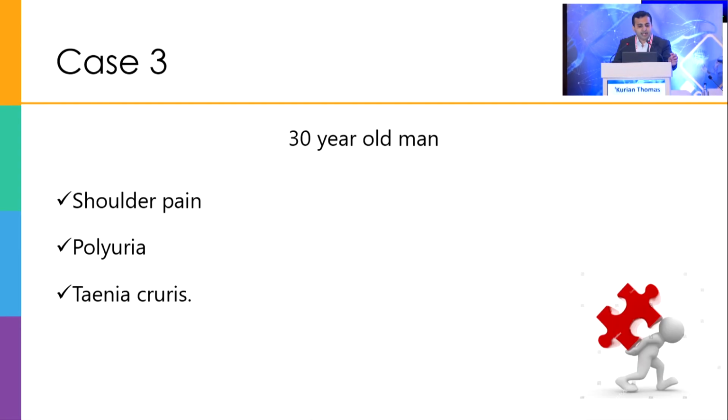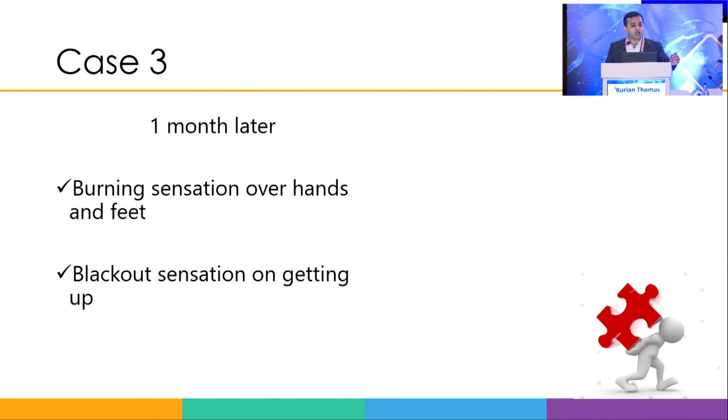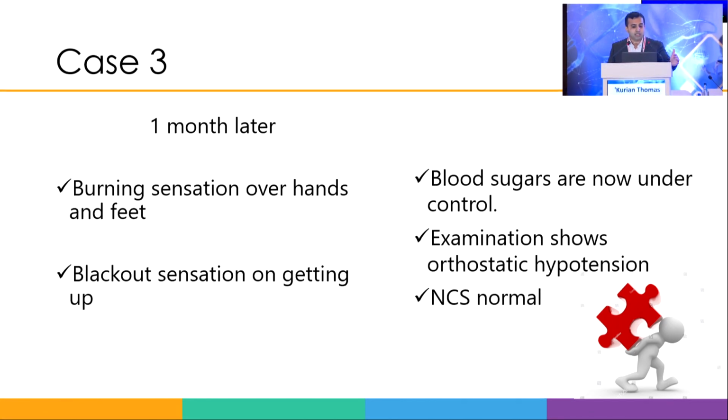Now coming to the third case. A 30-year-old man who presented with shoulder pain, polyuria, was diagnosed to have diabetes. It was uncontrolled. So he was started on treatment. 1 month after being started on insulin, the patient presents with positive sensory symptoms and some autonomic symptoms. We check the blood sugars and the blood sugars are under control. So in a period of 1 month, this young fellow with treatment has developed a neuropathy.